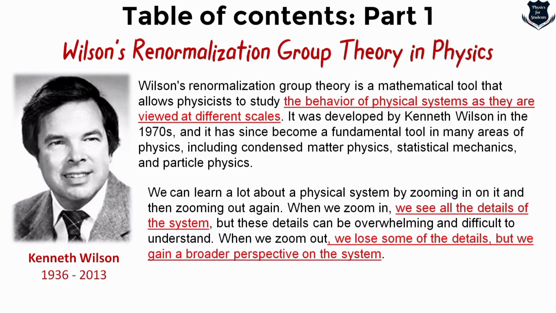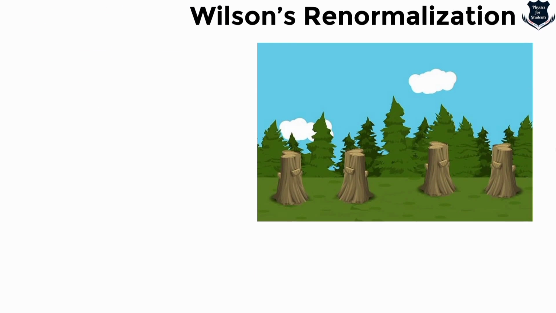So for example, when we see a physical system by zooming in on it and then zooming out again, just think of something that we are zooming inside and zooming outside. Now when we zoom inside, we can see obviously all the details, intricacies of everything. But these details can be overwhelmingly difficult because of the intricacies. Now when we zoom out, obviously things become easier, but we lose some of these details, but we gain a broader perspective. So you can see that I have just drawn this to make you understand about Wilson's renormalization.